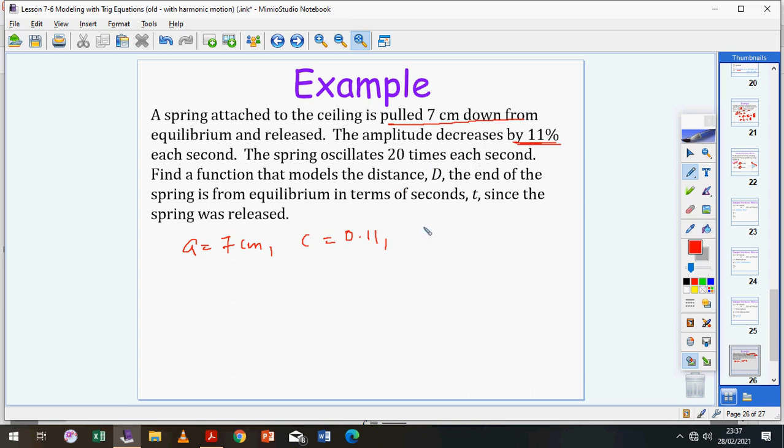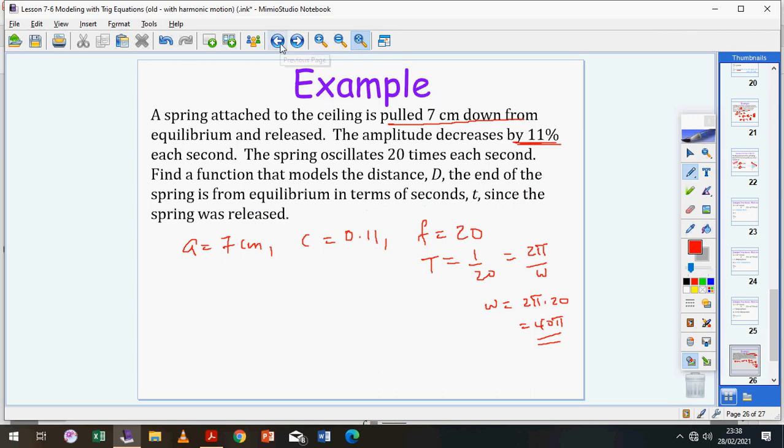If the frequency is 20, the period is 1 over 20, and we know that period is 2 pi over omega, right? So if I want to figure out what omega is from this, omega will be 2 pi times 20, which is 40 pi. They want me to find the function that models the distance the end of the spring is from equilibrium in terms of t since the spring was released.